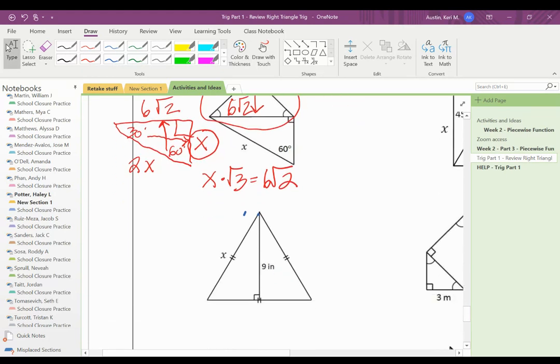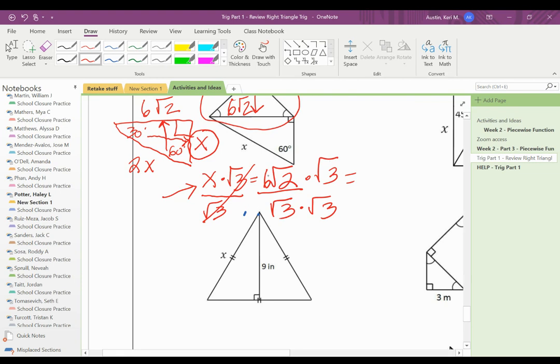So to work backwards to figure out what x is, we're going to undo this. So we're going to divide by the square root of 3. But in math, we cannot leave a radical in the denominator. It's like starting a sentence off with a lowercase letter. It's just not allowed. And so we rationalize it by multiplying by the square root of 3.